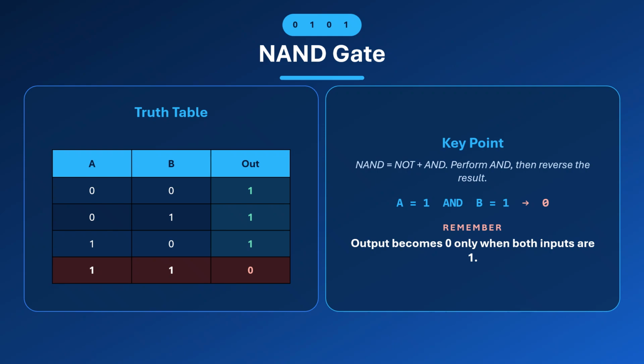of AND gate. Key points: NAND is equal to NOT plus AND; perform AND and then reverse the result. A is equal to 1 and B is equal to 1. Basically, in AND gate it returns 1, but in this case it returns 0. Remember, output becomes 0 only when both inputs are 1.